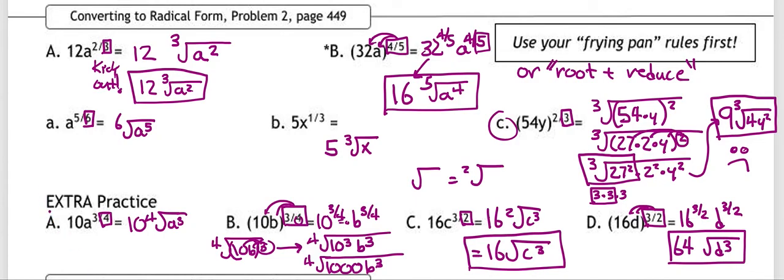All right. So that is converting to radical form. Basically, remember the whole idea. Take it nice and slow. The number on the bottom, the fraction, exponent, the denominator. Kick that number out. Rewrite it as a root. And see what you can simplify. Take it one step at a time.